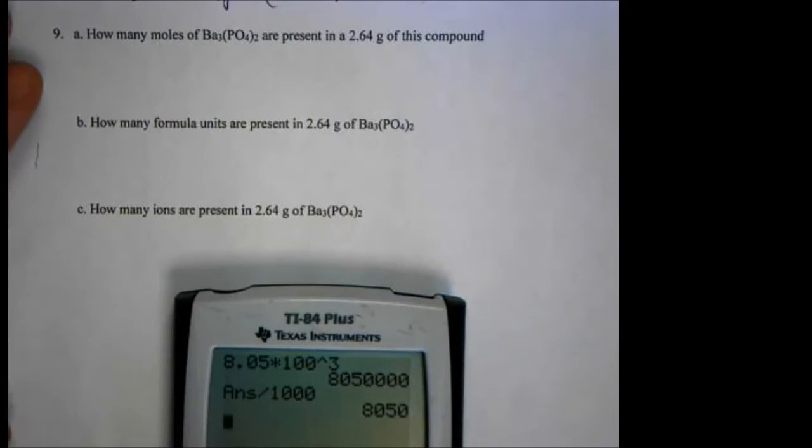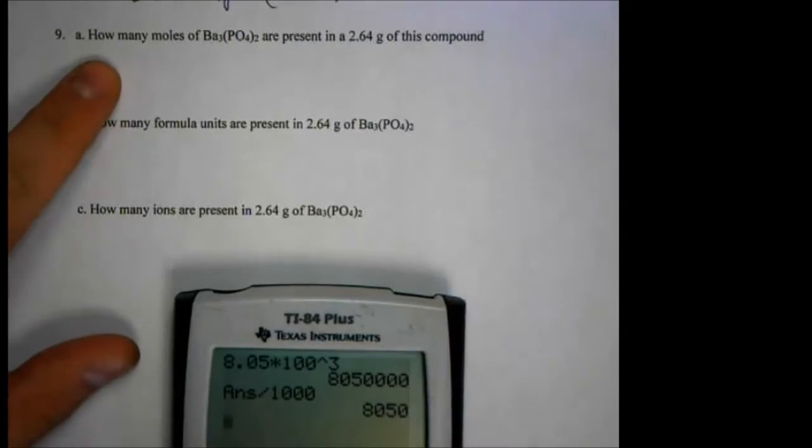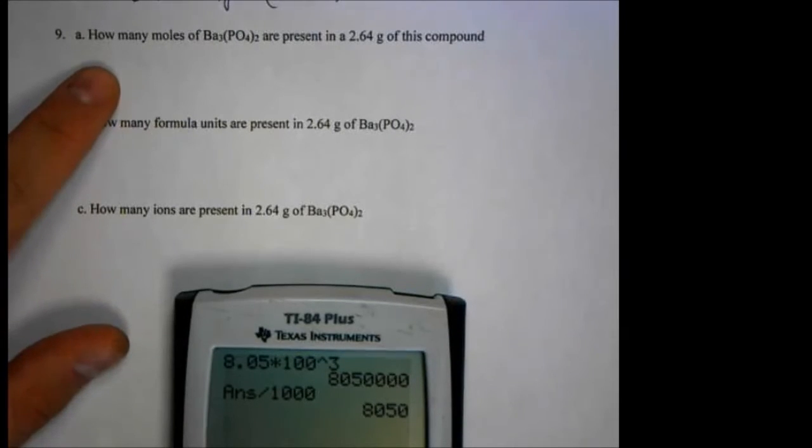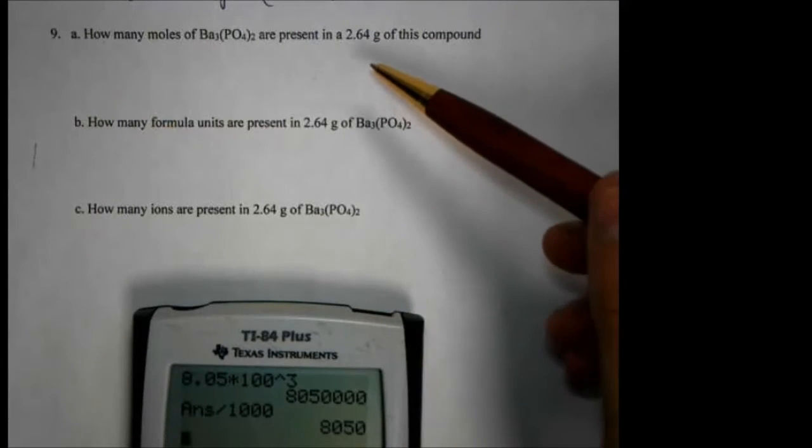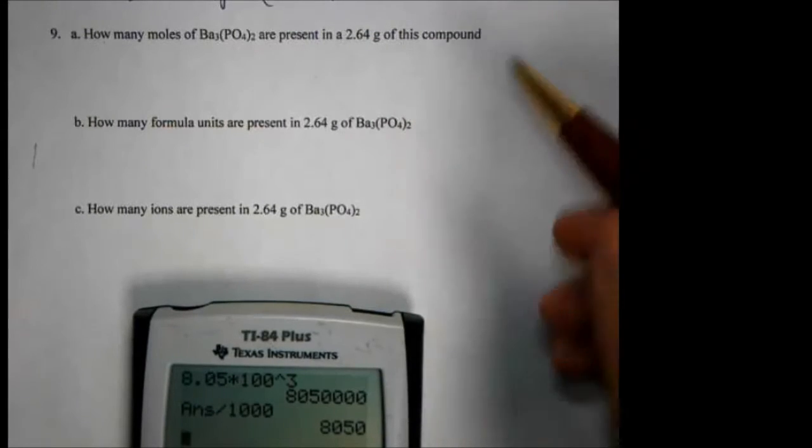Okay, so question number 9 is getting into the concept of the mole. This is a question where we ask you to do some conversions through the mole, basically some mass to mole conversions, and then some mole to mass and mole to numbers of formula units and ions type calculations. In this case, it asks how many moles of barium phosphate are in 2.64 grams of this compound.